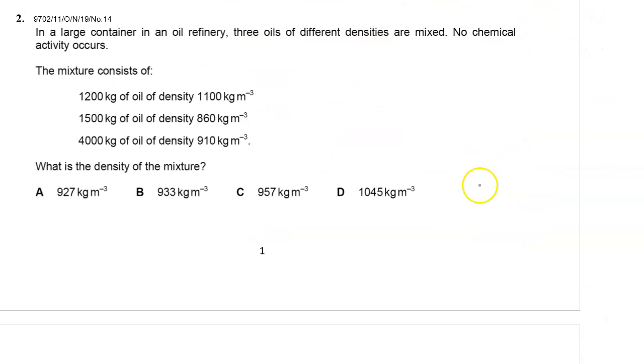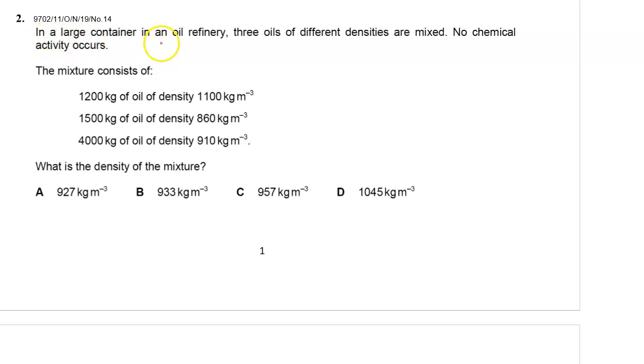Question number 2. This question appeared on paper 1-1, and it was question number 14. So you can have that in mind if you need to refer to the mark scheme or the question paper itself.